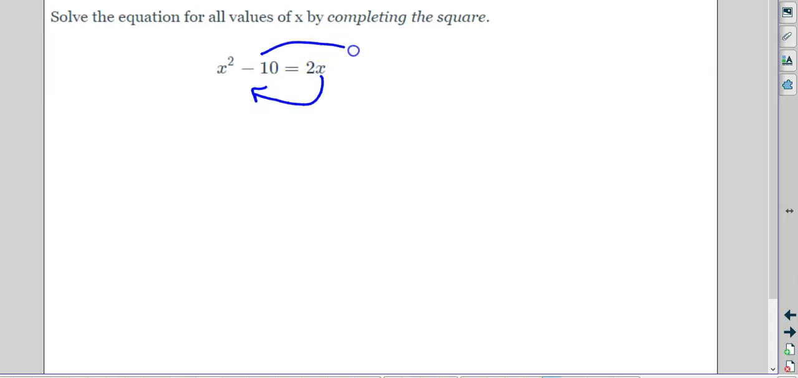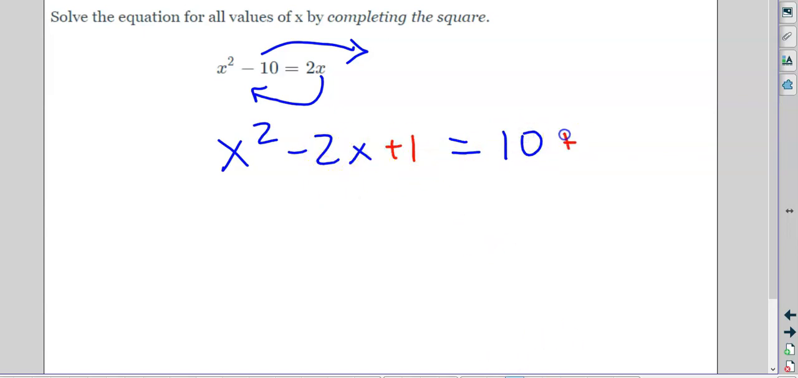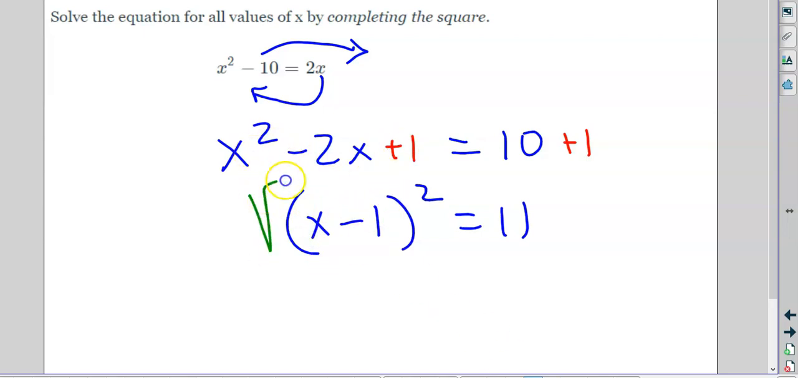Bring him to the left, bring him to the right. Leave a big empty space. Take half of b and square it. Half of 2 is 1. Add that to both sides. We always start like this. Steal the sign from the middle. Square root the first. Square root the last. Square root both sides.